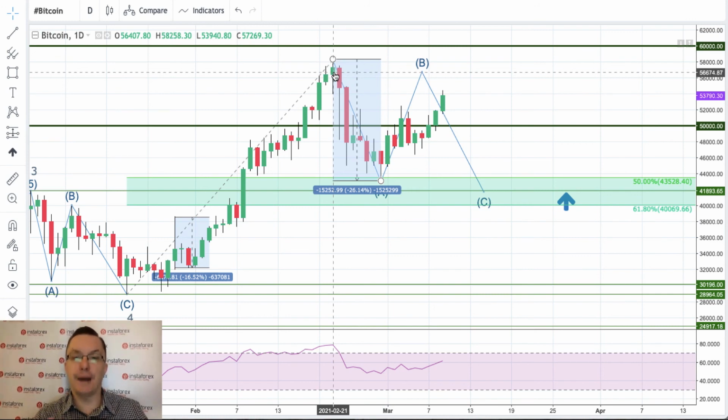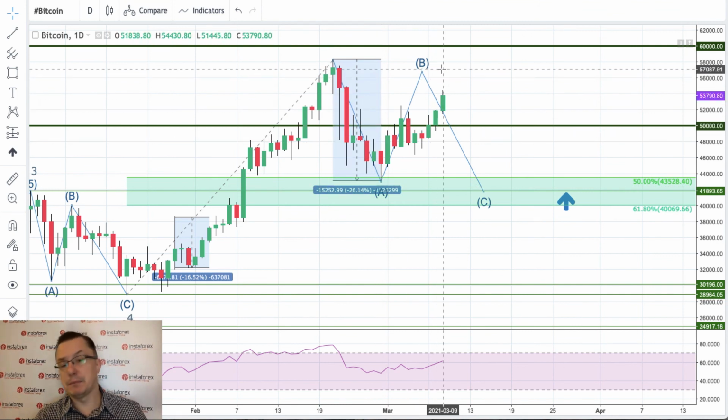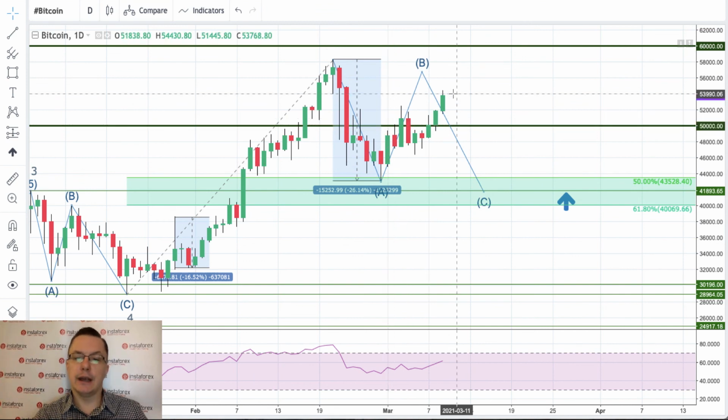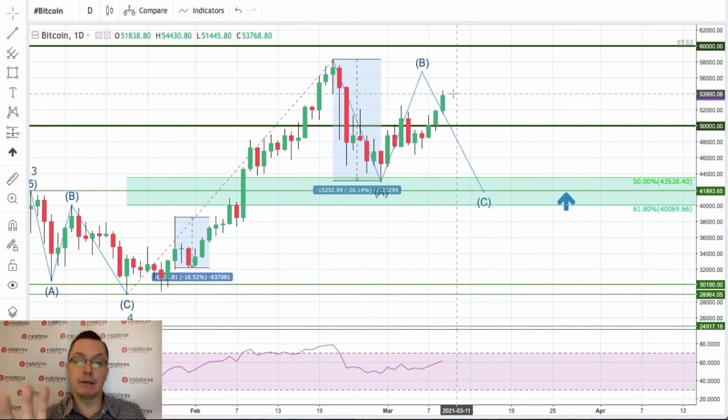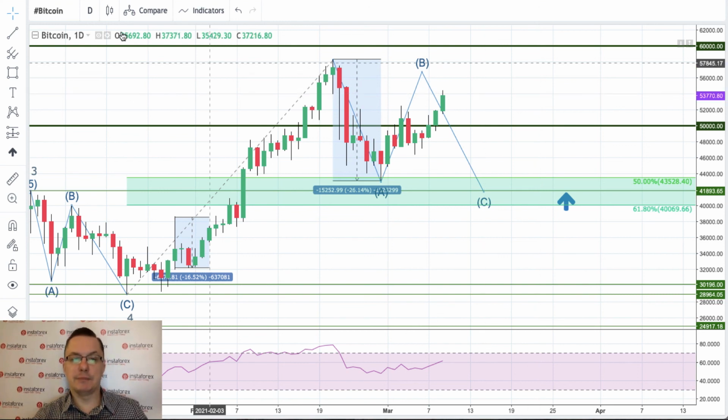So if this level 58,258 is clearly violated, then we know that this scenario is invalidated, and the lows for the correction are in the place of the old wave A, and this is still wave 5 developing, but it doesn't look really like it might be a break above the 58,000 level. I think it's still an ABC move to the upside. So I will just leave this scenario, leave this chart still open for interpretation. So we will just leave the Bitcoin.